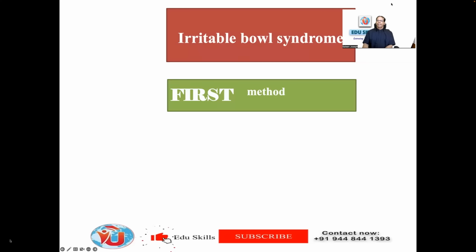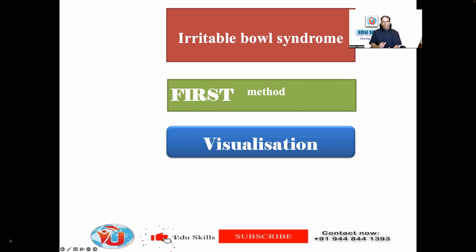So the topic today is irritable bowel syndrome. You have to use the first method, foreseeing. So foreseeing is very, very important, the prediction part of it. So beware of that, and you should know as soon as you are introduced to a particular condition, you should be able to predict those things.